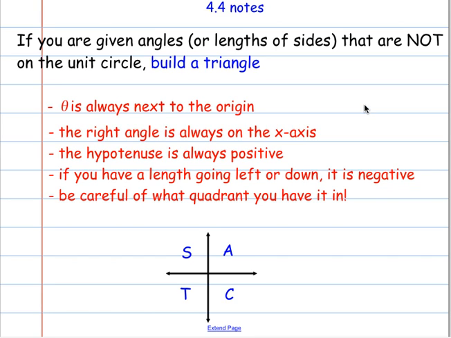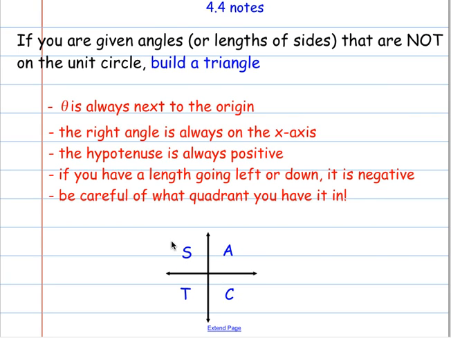So you're going to have situations where you're going to need to draw a triangle, and it's really important that you get the triangle in the correct quadrant. So remember this down here. In the first quadrant, everything is positive. All are positive, A for all.